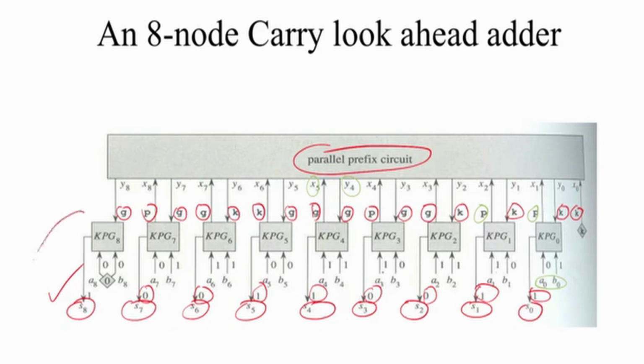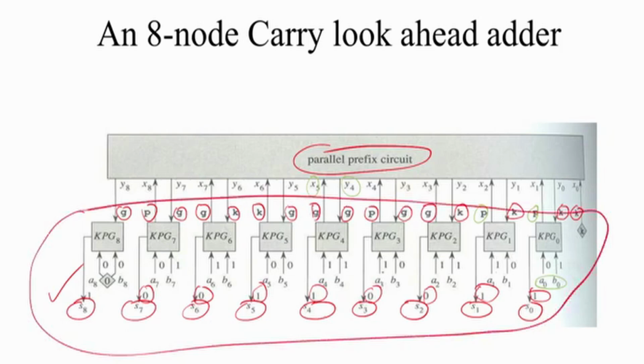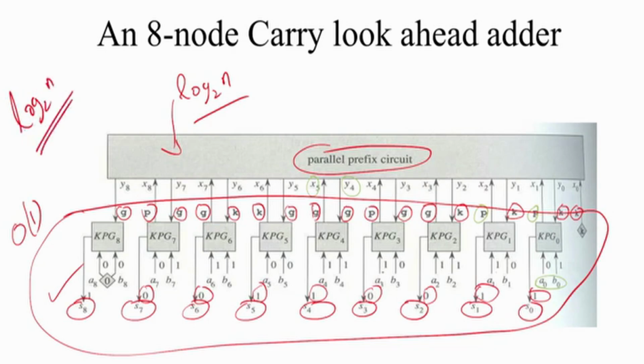So this entire part of the circuit takes constant time, order 1 time. This parallel prefix, as we had seen earlier, takes log n time, because we have n processing units. So the total overall complexity of addition is going to be log n plus 1, or we can say some constant times log n. Okay, I think I have done this twice. I hope you all remember this.